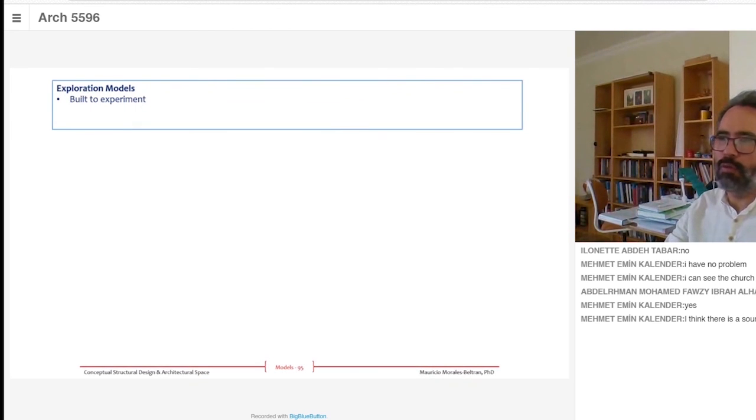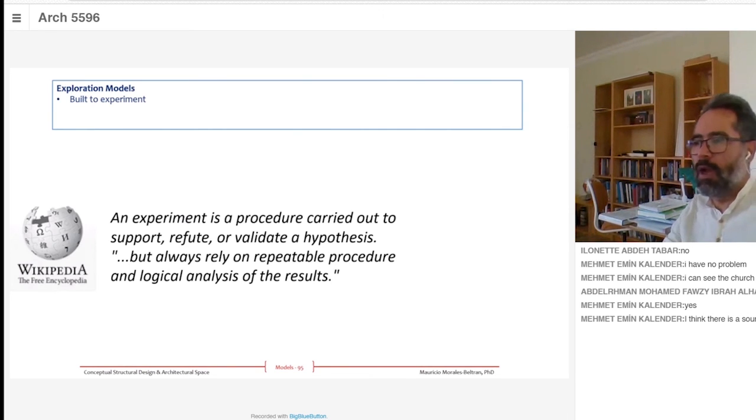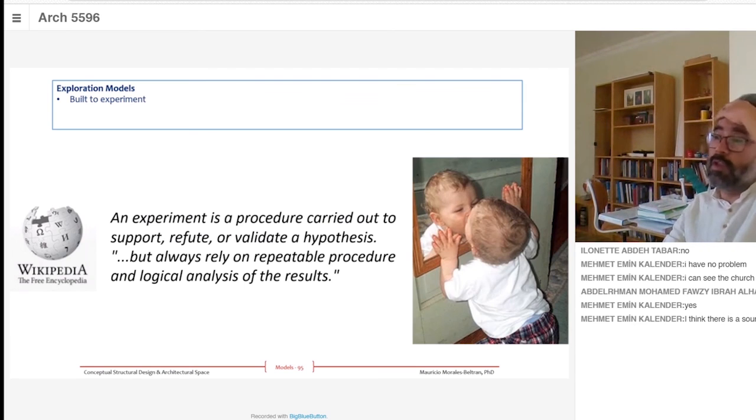And finally, we have the exploration models, which to some extent are the ones that I enjoy the most, which are built to experiment. An experiment, according to Wikipedia, is a procedure that we carry out in order to support, refute, or validate hypotheses. So an experiment should always rely on a procedure that is repeatable, that someone can repeat and get the same result. For example, and this is from the same website, by the way, Wikipedia shows this experiment as a baby kissing himself in the mirror.